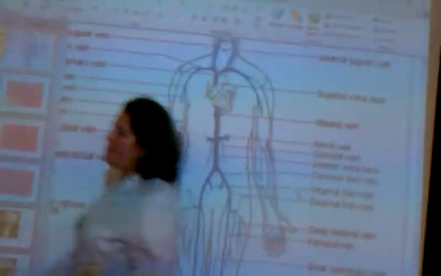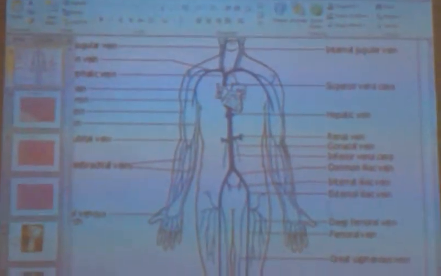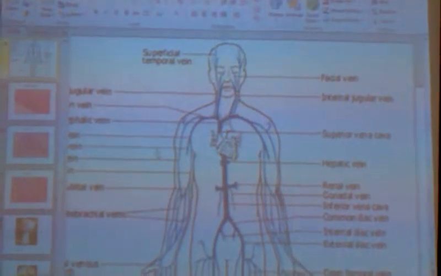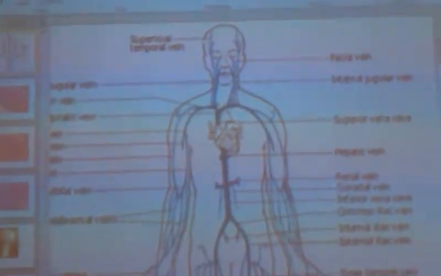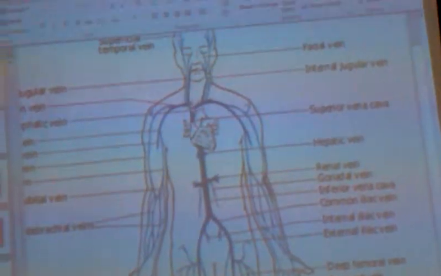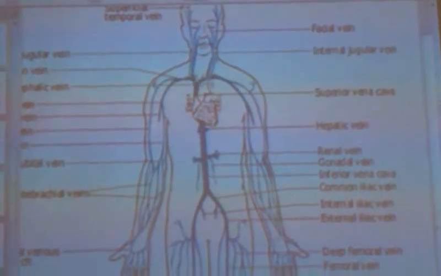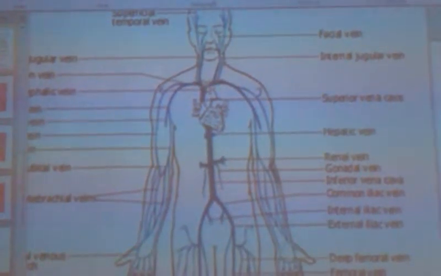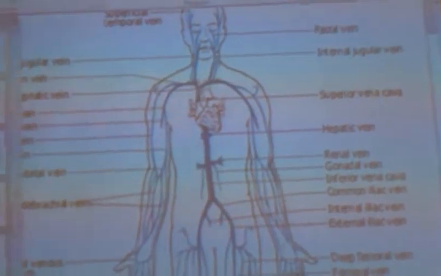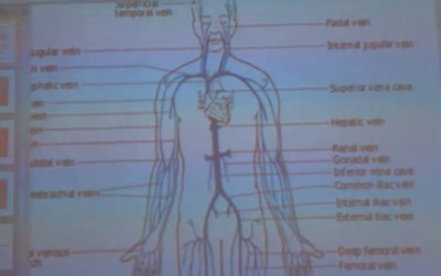Alright. So, again, all of the veins that you have to be able to identify. And let's just look at that from head on down. Okay? In the head and neck area, you have to be able to identify the right and left jugular veins. Both of these veins are going to join the right and left brachiocephalic veins, and those will come together at the superior vena cava.